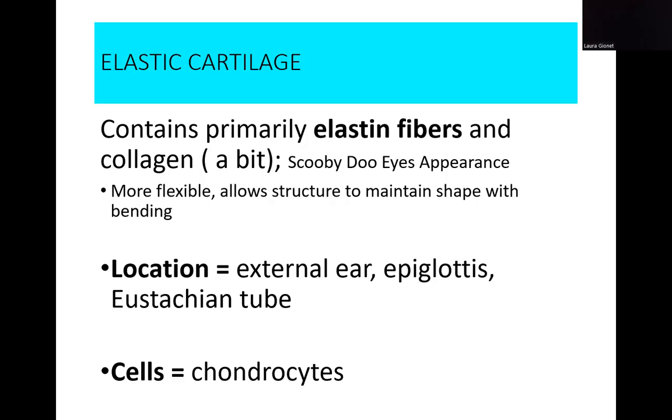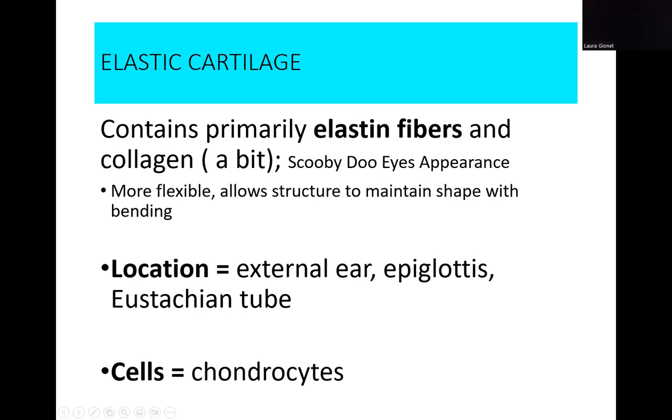But frequently you'll find areas where those fibers are stacked heavily on one another. And so the color difference between the chondrocyte in the lacunae and the fibers outside of it are really distinct from one another, I guess you could say. So it contains primarily elastin fibers and collagen, but primarily elastin. I call it the Scooby-Doo eye appearance.